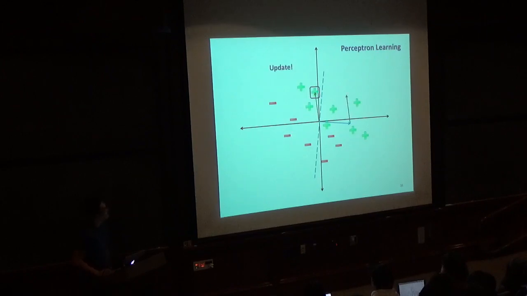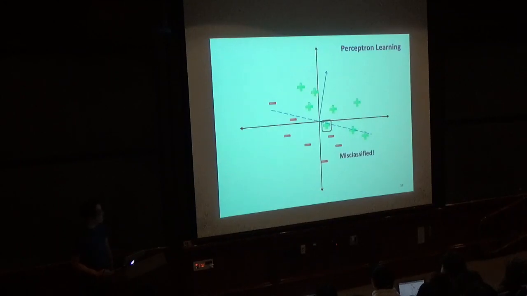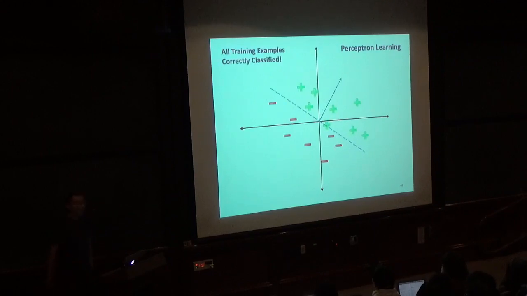Misclassified. Make a positive update towards that direction. Correct. Misclassified here. Do a negative update. Misclassified. Negative update. Still misclassified. Same example, still misclassified. Do a negative update. Or excuse me, positive update. Sorry. There we go. Now we're done again.